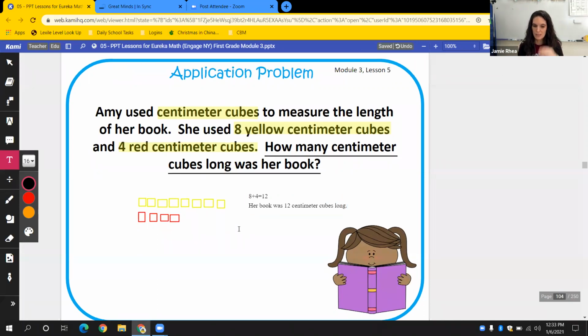Now let's see, did we answer the question that it wanted us to answer? How many centimeter cubes long was her book? Her book was 12 centimeter cubes long. So did we answer it? Yes, we did. Did we solve our mystery? Yes, we did. Okay, so you can erase your whiteboard if you wrote it all on your whiteboard and get ready with Miss Curry.